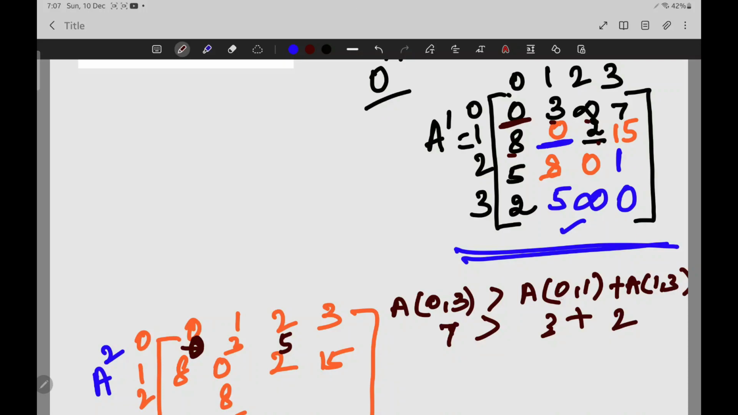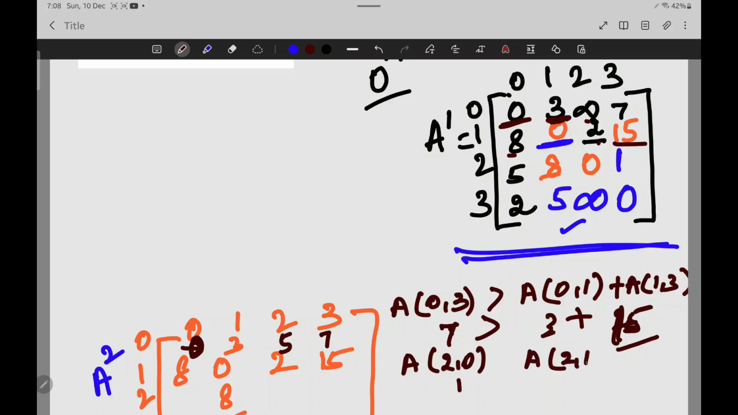So we need to consider 0 comma 1 is 3 and then 1 comma 3 is 15. So this is not 2, this is 15. So definitely we are having a greater value, so we will replace with the same value. So now we need to find the value for a of 2 comma 0 via 1.